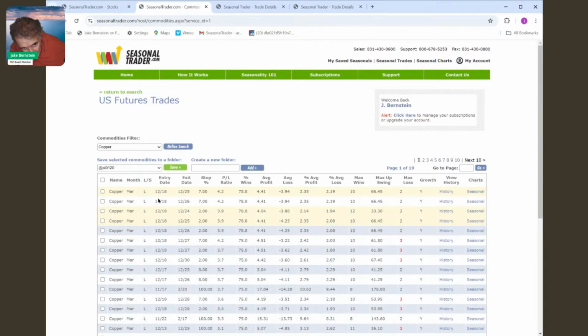Buying copper, March, end of day, December 18th, getting out end of day, December 25th, with all these data, including the stop loss and everything. Doesn't this tell you everything you need to know with one exception? And that one exception is it going to work this year? Let's see if we can glean a little bit of quality information from the history.